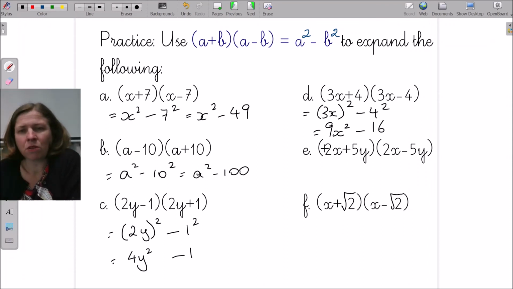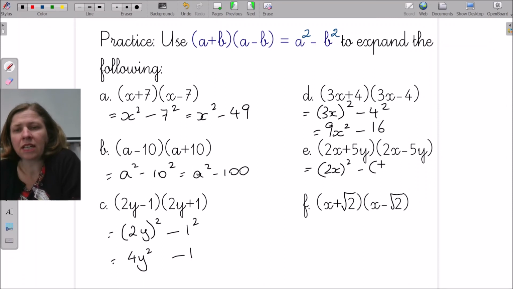Let's check again for this one. I've got 2x and 2x, they match. I've got 5y and 5y, they match. And I've got one addition in the bracket and one subtraction. So it does fit the dots pattern. So I'm going to square the first term and square the second term, which is 4x squared minus 25y squared.